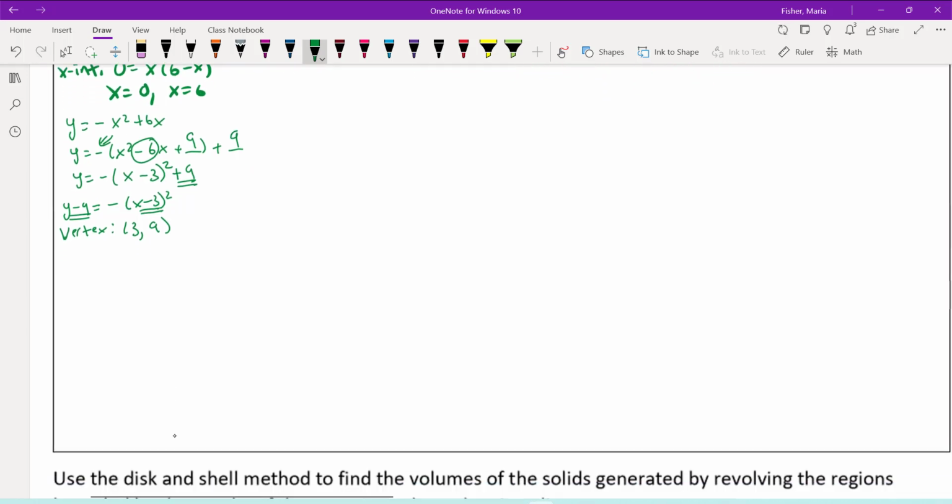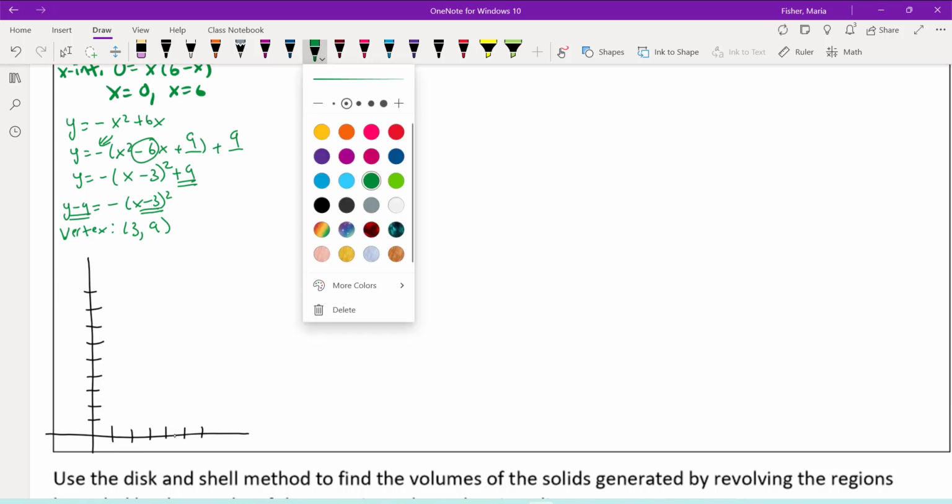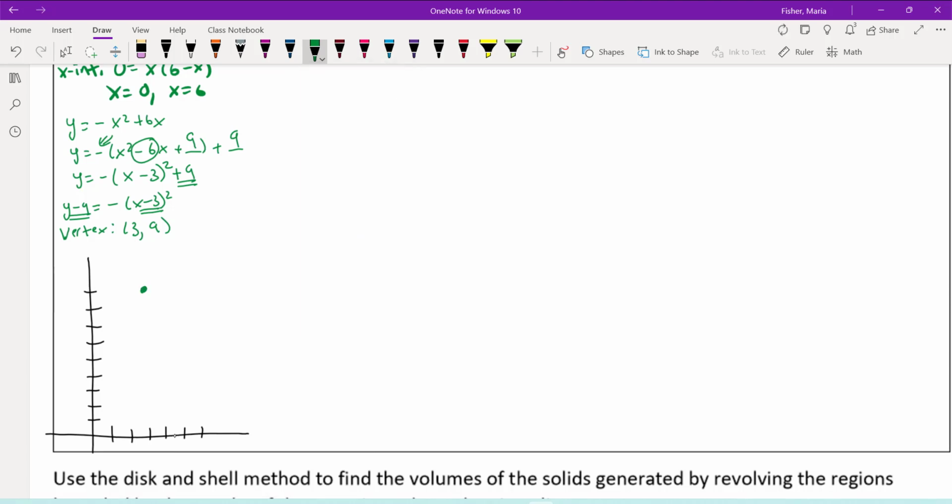If I were to go ahead and graph this parabola with all that information, I know that my vertex is 3, 9, and that I cross the x-axis at 0 and 6, and that I'm a parabola that opens down.